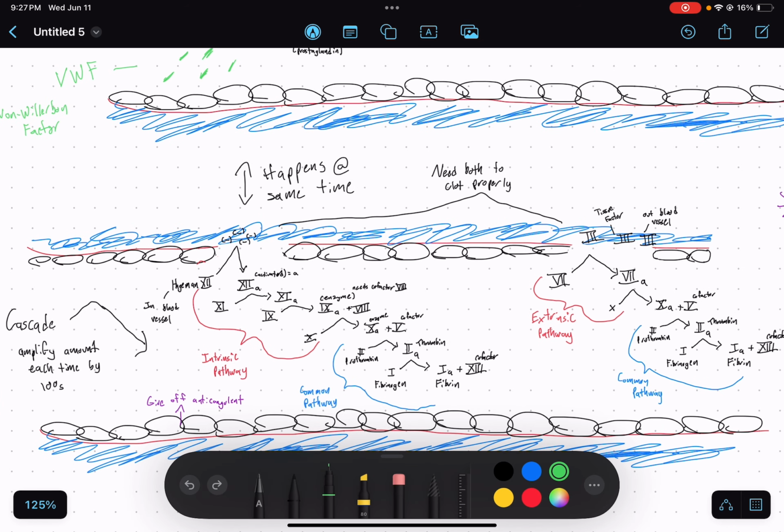And each event is going to cascade, making hundreds and hundreds more at a time. So by the time you get down the cascade, you have thousands upon thousands of the factor that's lower down in the cascade.